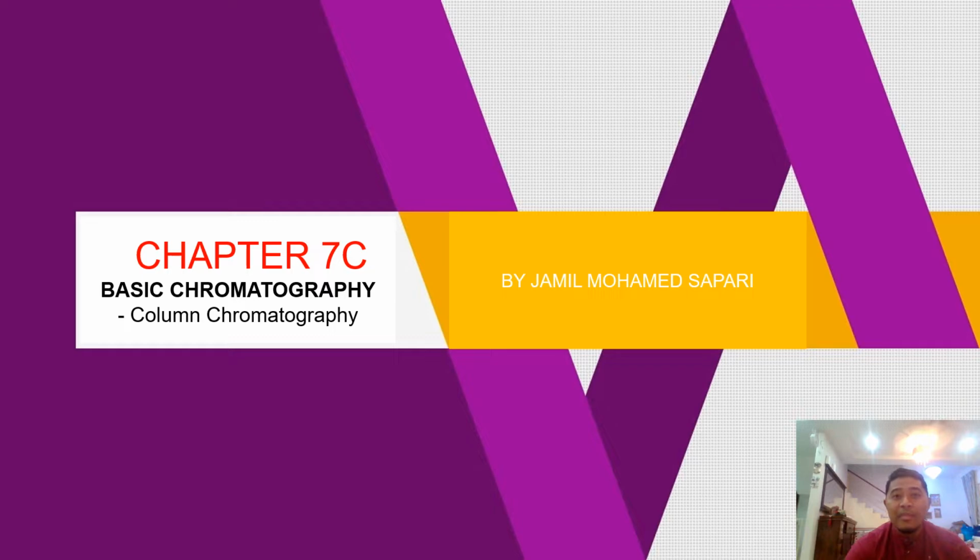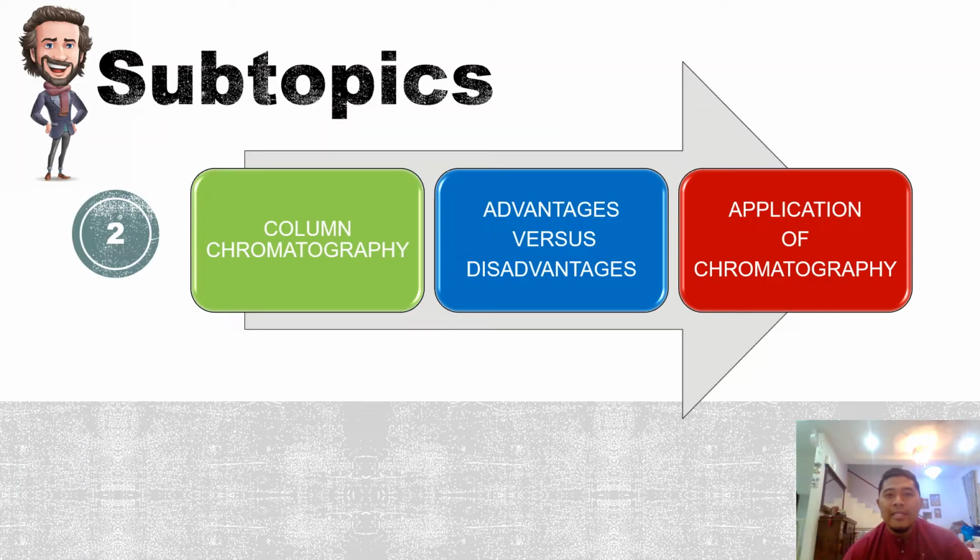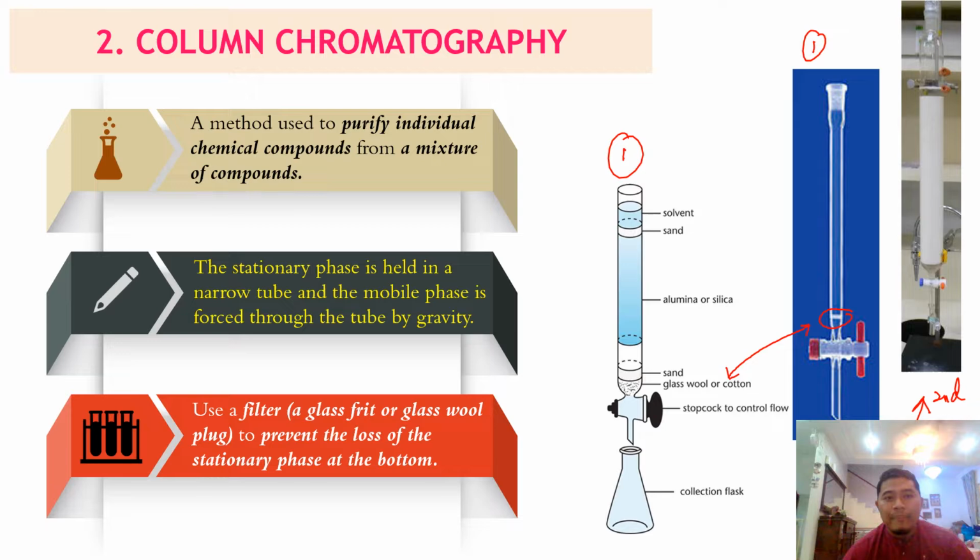So we proceed with chapter 7C, known as column chromatography. Under this chapter there is a subtopic, which is column chromatography. You need to know the principles of column chromatography, how to use it, and also learn about the advantages versus disadvantages of this column chromatography. And the last part is the application of the chromatography.